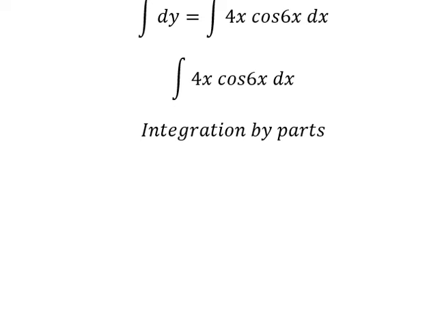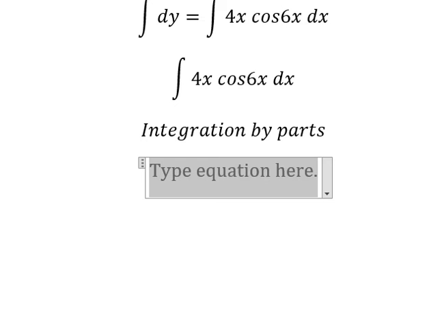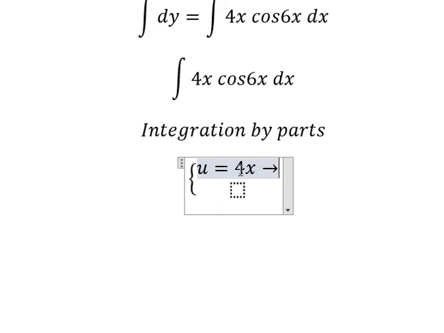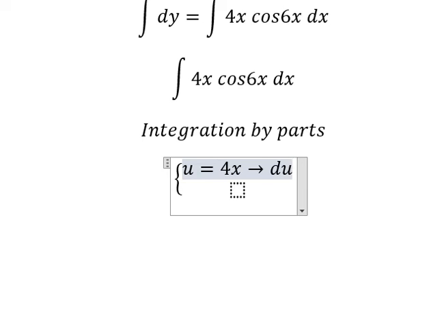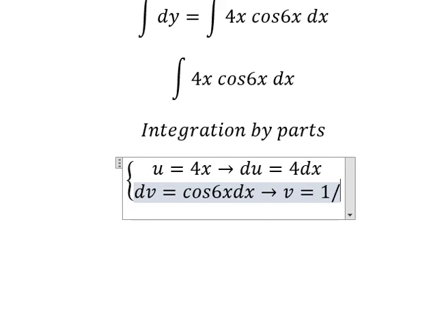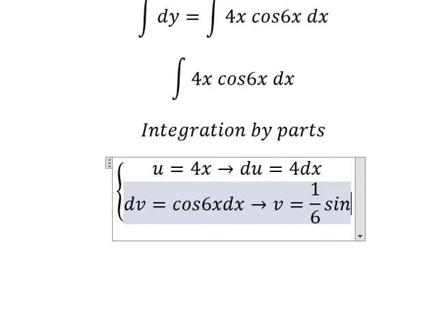So I will put u equals to 4s. After that, we need to first do the derivative for both sides, and we have du. For dv, we have cos 6x ds. The integration of this one, we have v equals to 1 over 6 sine 6x.